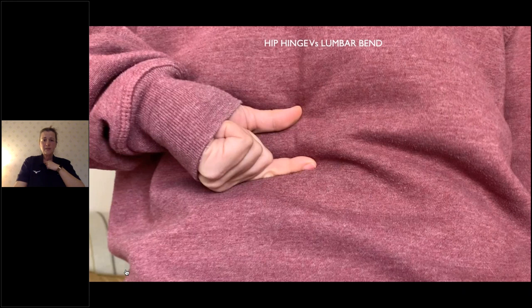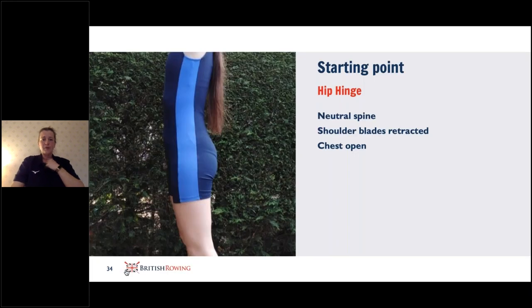So as a starting point for a hip hinge, we want to make sure this is a really nice neutral spine here. Shoulder blades are retracted and chest open. So the chest position is just as important as the pelvis position with this. We want to make sure that those shoulders are nice and retracted.